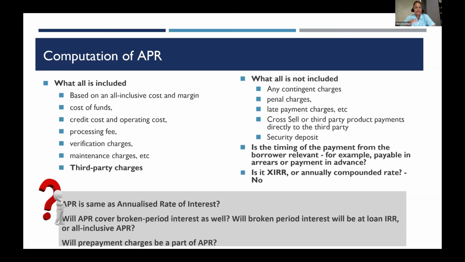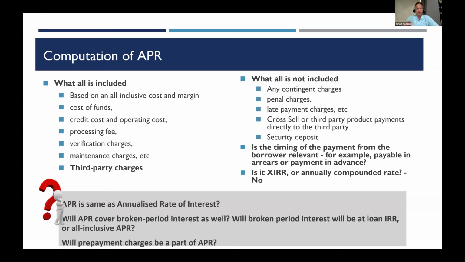If at all you're computing XIRR, you need to transform it back into an annualized rate because this is simple annualization. As you could see in my computation, I computed the IRR for a month and multiplied by 12 rather than compounding it to a year. I did not compound the IRR to a year. I simply multiplied by 12. So it's not XIRR or an annually compounded rate. It's a simple process of annualization by multiplying by the number of periods in a year.